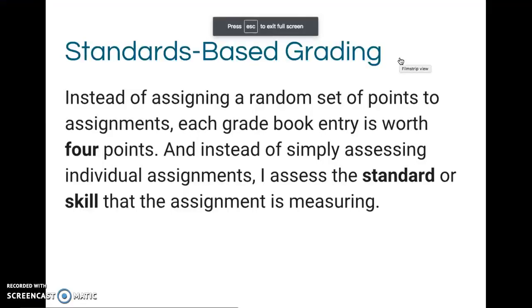This video serves as an introduction to standards-based grading. First, what is standards-based grading? Well, instead of assigning a random set of points to every assignment, so maybe for example a worksheet is worth 20 points because there were 20 questions on the assignment, instead each gradebook entry is worth 4 points, always. And instead of simply assessing individual assignments, I assess the standard or the skill that the assignment is measuring.